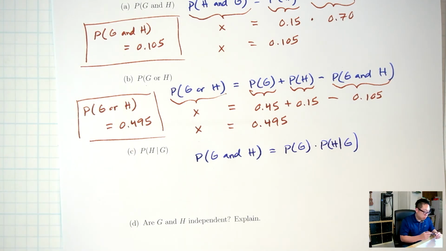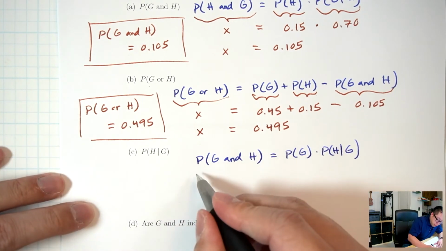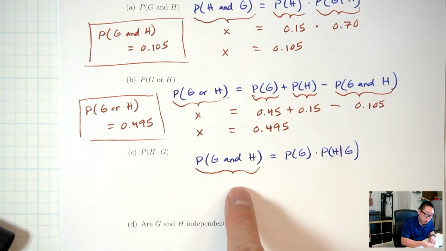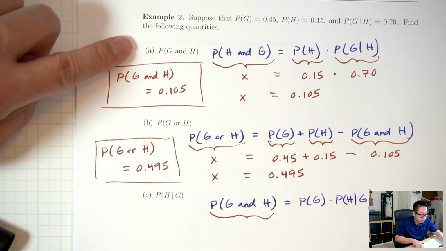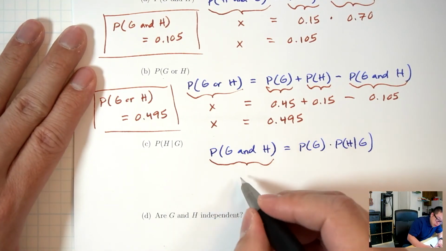And then go through and fill in what you know. Left side, G and H. Right, so if you're paying attention, we actually already know that. We did that in part A, right? G and H is 0.105. So I know this entire thing is 0.105.